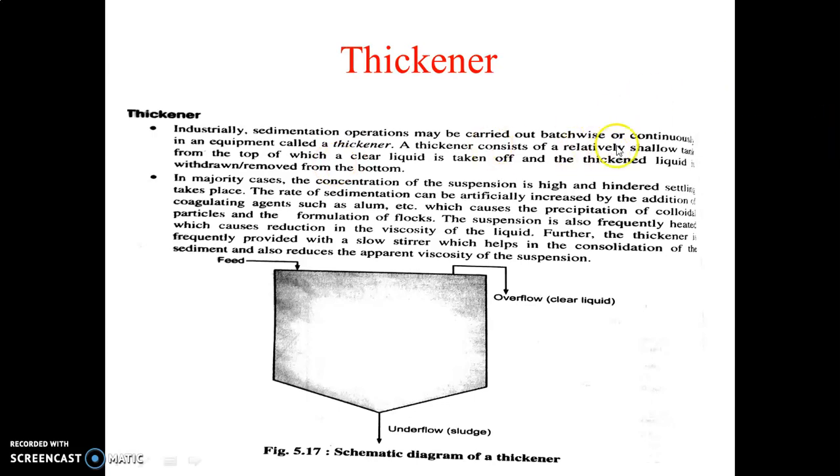Okay, so batch wise means you have to just add the liquid, apply the settling, and then the solid is removed from the bottom, which is also called a sludge. And in a continuous thickener, you have to add the feed continuously. Then we have to apply the settling continuously, and we have to withdraw the sludge or solid material from the bottom continuously. So in this way, in the industry, the thickeners are operated batch wise or continuous.